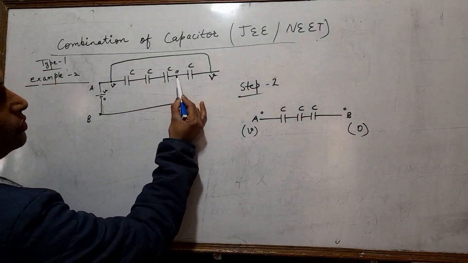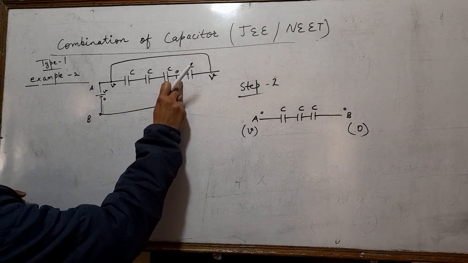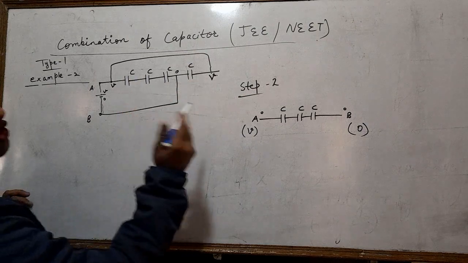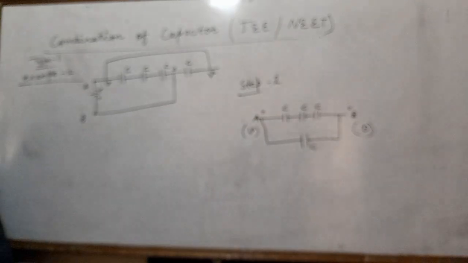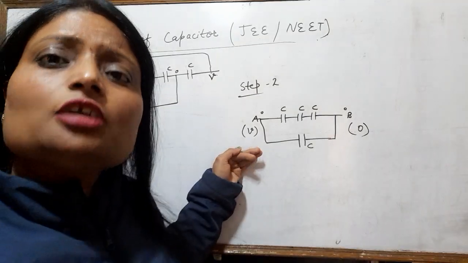Again, you have to check between 0 and V potential. Another capacitor is there between 0 and V potential, so it is in parallel. So this is your circuit diagram. After drawing the circuit diagram, you can easily find the equivalent value of capacitance.